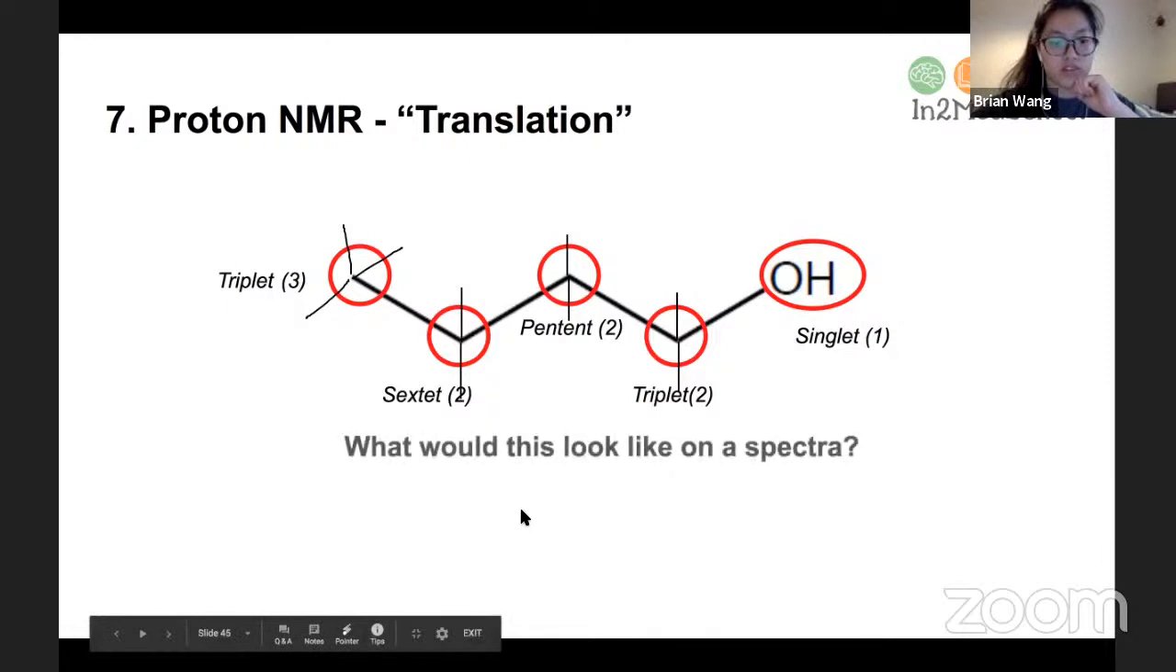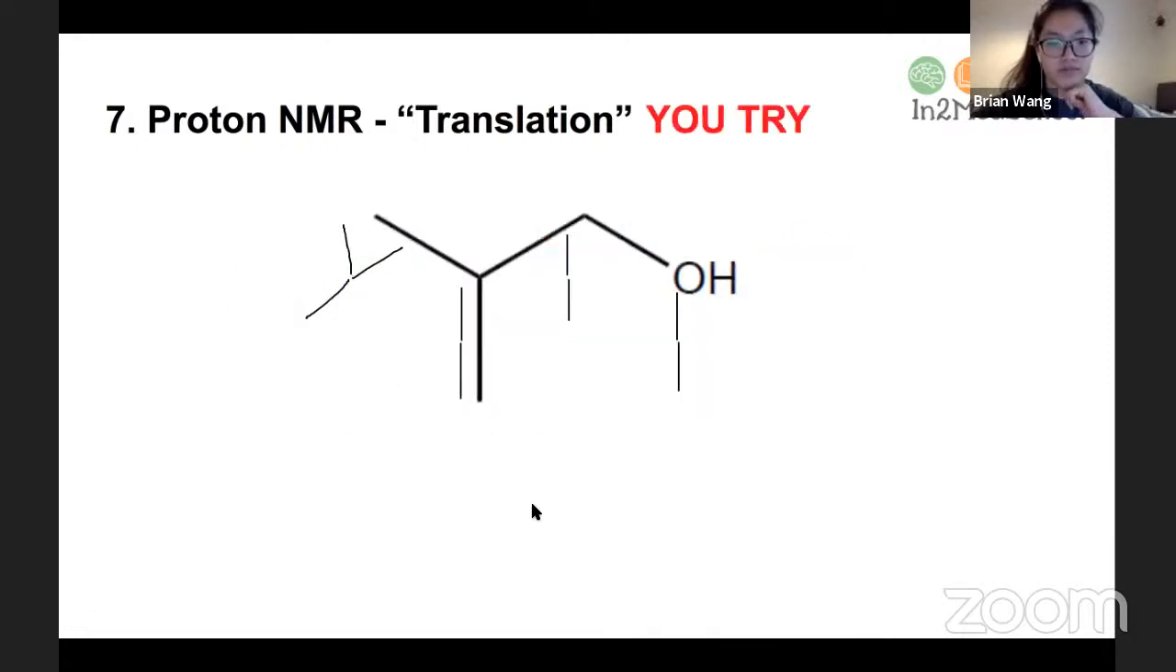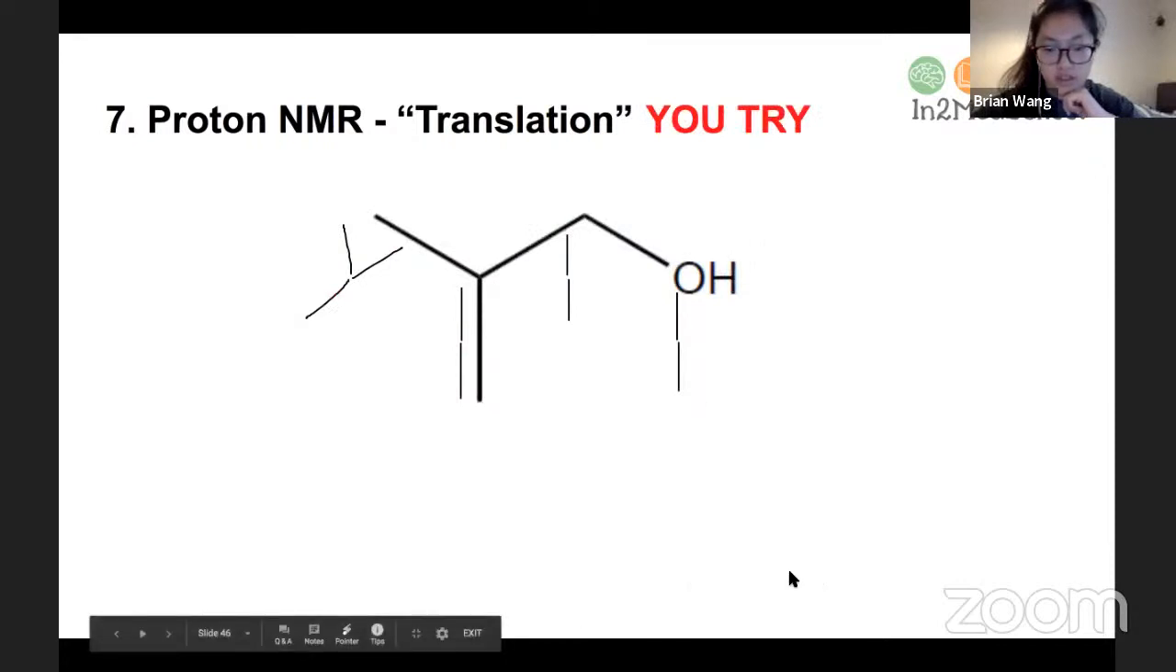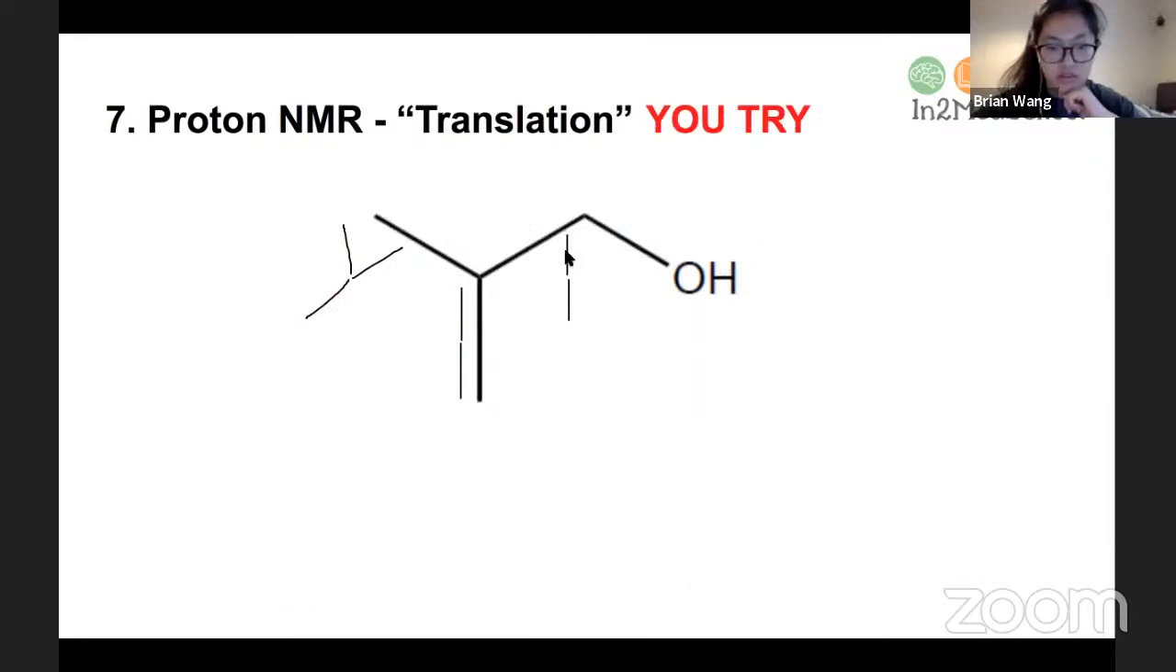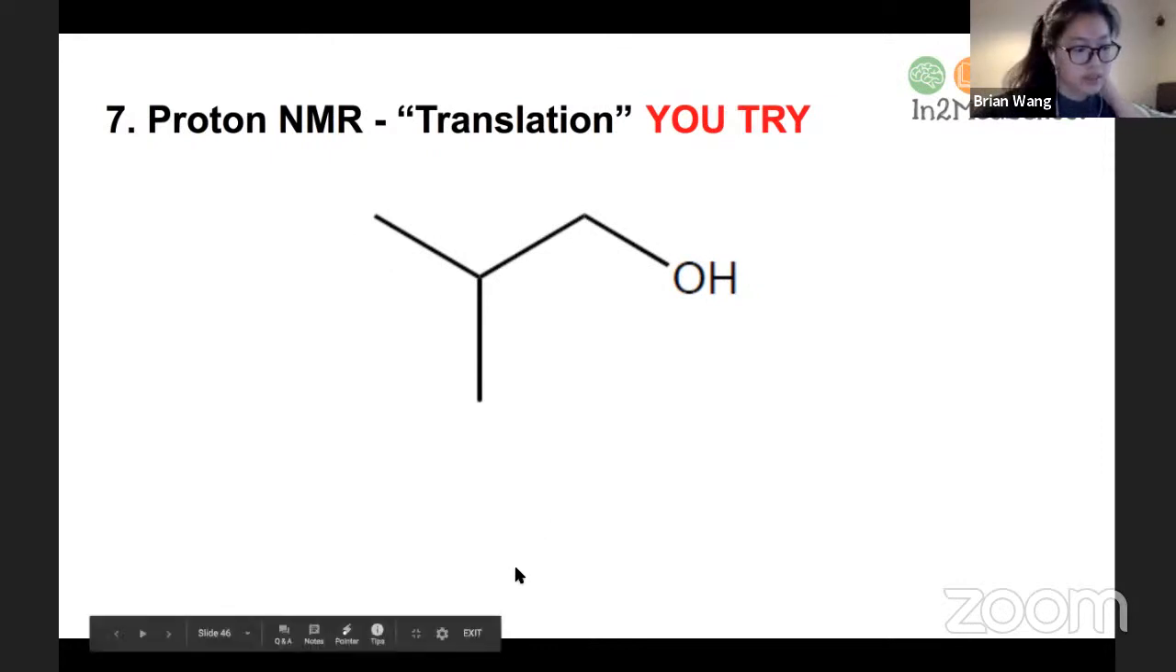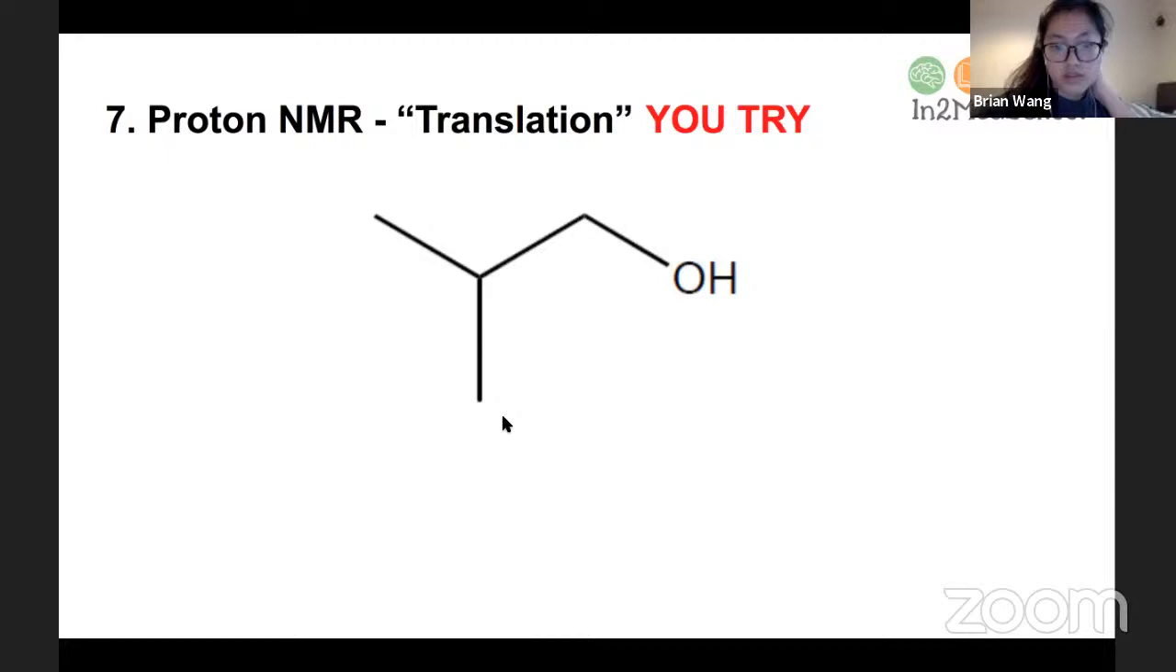Okay, so what would this look like on a spectra? And I need to erase all of this. So now you can try it, and basically just get a piece of paper and write it down. Due to time, we're just going to quickly go through these.